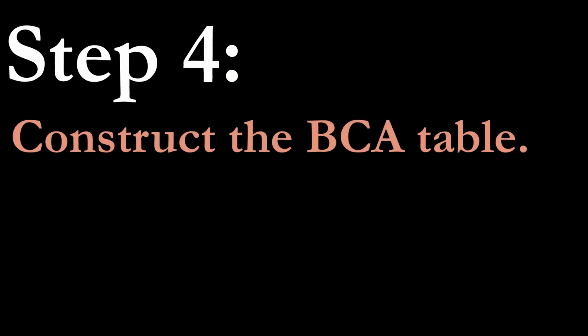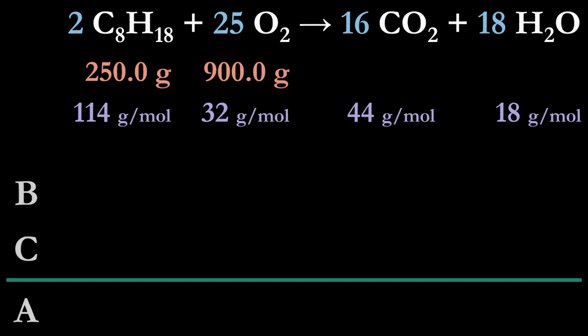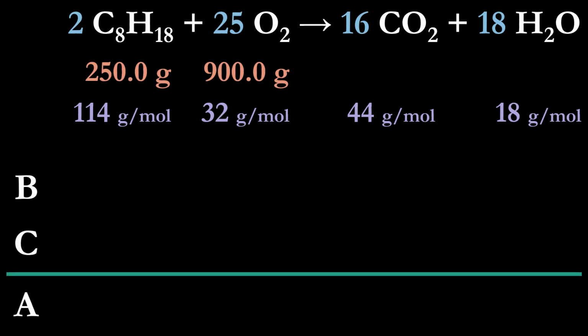All right, now we're ready for step 4. Step 4 is where we construct the BCA table. The setup for the BCA table looks like this. It basically is like an addition or subtraction problem where we're doing it 4 times, once under each reactant and product.